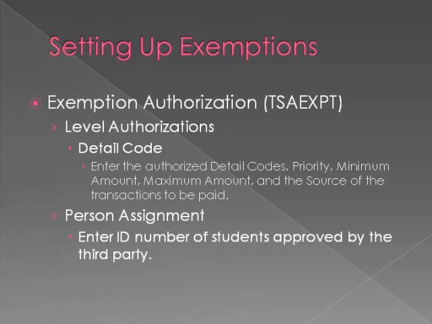Okay, you also have your detail code level authorizations, and this is going to include your authorized detail codes, your priority, your minimum amount, your maximum amount, and then the source of the transactions that will be paid. Your person assignment section is where you're actually going to enter your ID number for your students, and I apologize, this should say exemptions. So you're going to enter the ID number of your students that are approved for your actual waivers or exemptions.